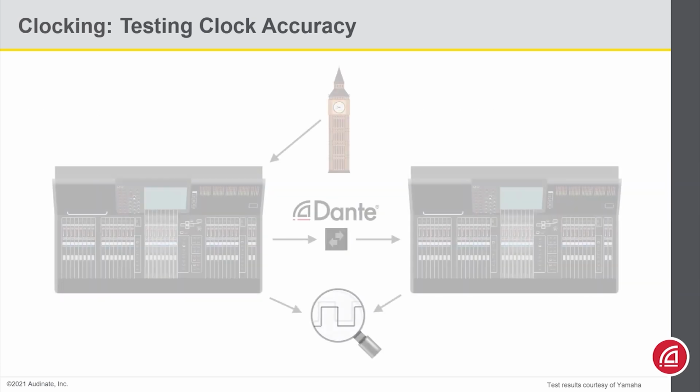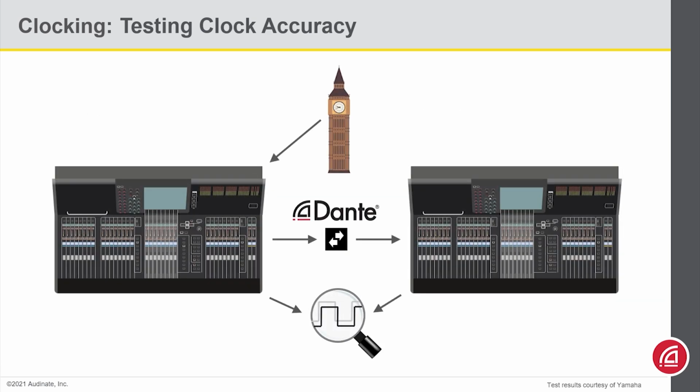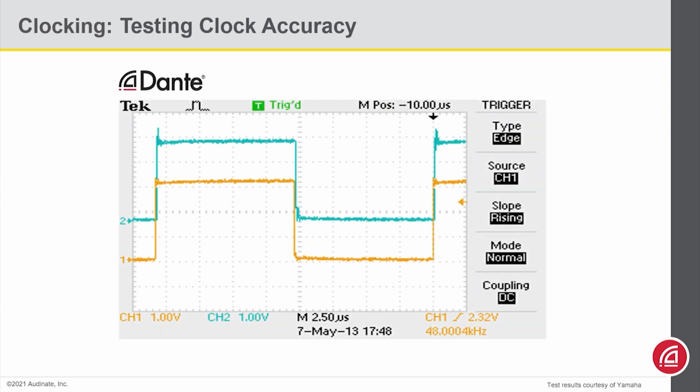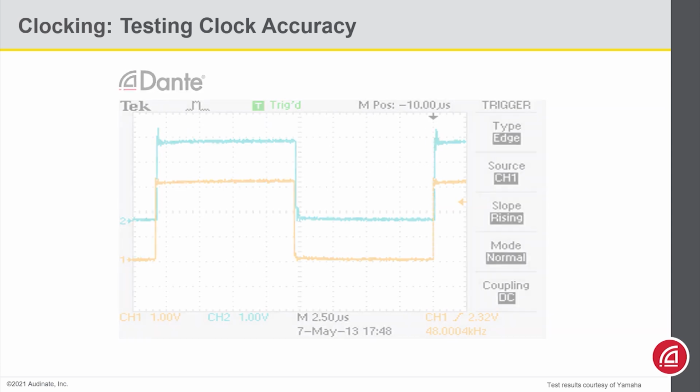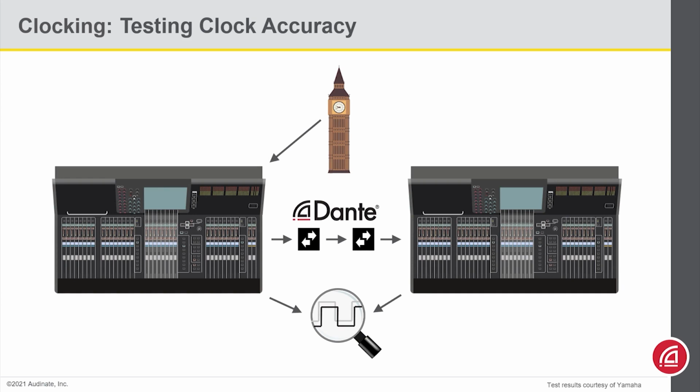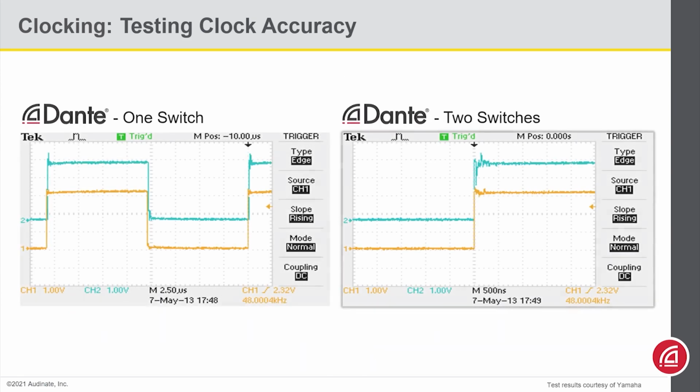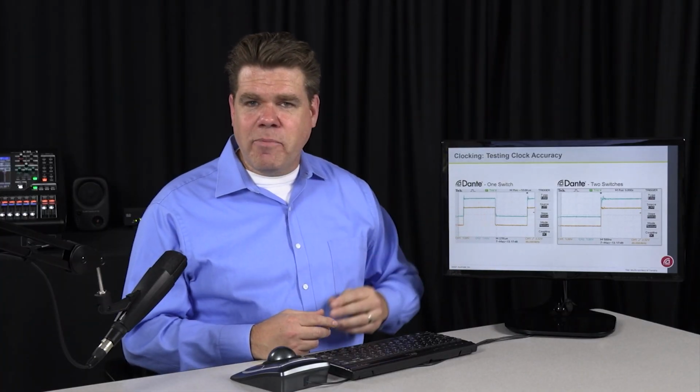Okay, so what if we do this with Dante? We have one console sending clock to the other across the network, and it's spot on. It really looks very much like the graph from the BNC word clock distribution, doesn't it? Okay, what if we have 2 network switches? Spot on again. So how does this happen?